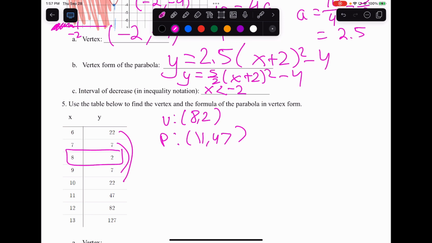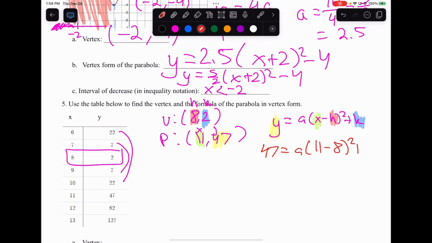So now that we've got a vertex and a point, we are just going to plug into vertex form. We should label them: h, k, x, y. I'm going to take my 8 and plug it in for h, my 2 for k, my 11 for x, and take my 47 and plug it in for y. So then we get 47 equals a times (11 − 8)² plus 2.